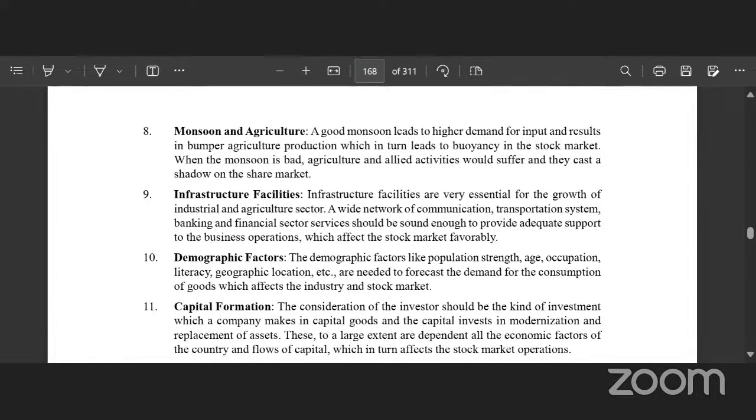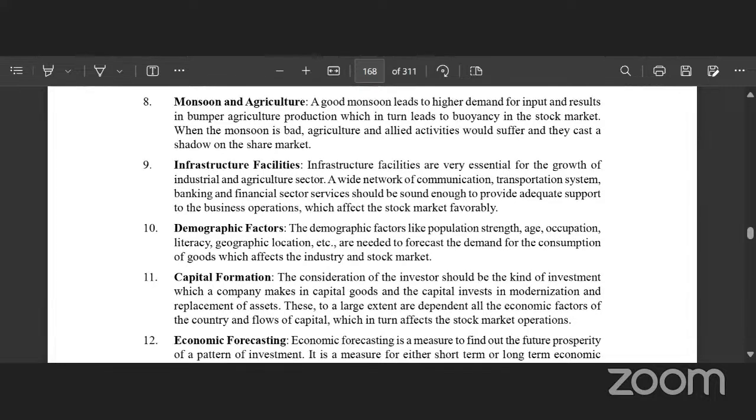Generally, if the monsoon is good, we know at least 60 to 65% of the Indian population of 140 crore lives in rural areas, most of them dependent on agriculture. So if the monsoon is good, their livelihood would be good, and if their livelihood is good, the demand for goods and services will be better. Because of this, the monsoon plays a crucial role in the stock market performance. We are talking from the perspective of stock performance.